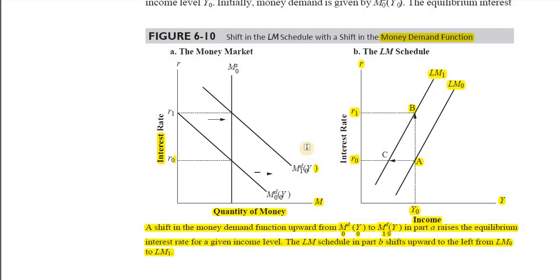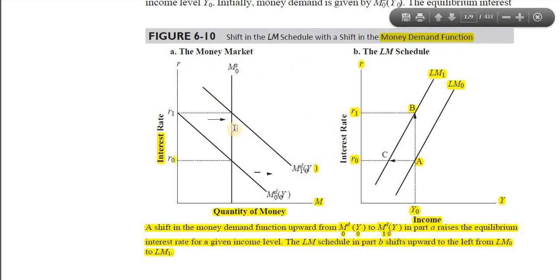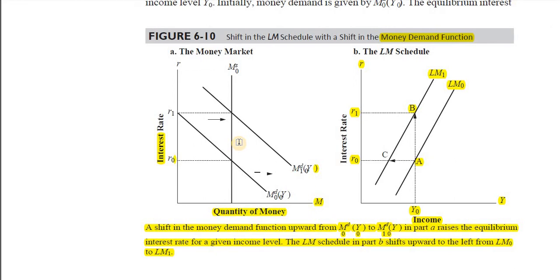So this is really simple. What can cause a shift in the LM schedule? Number one, a change in the quantity of money, and number two, a change in the money demand function. If the money demand function shifts rightwards or upwards, then the LM curve too would shift upward but leftwards, because money demand is not a good thing.